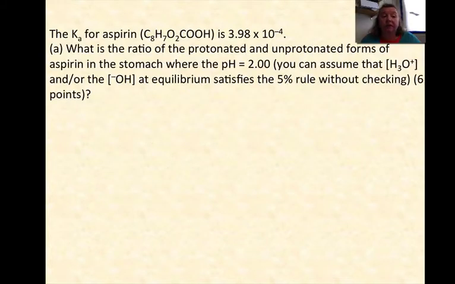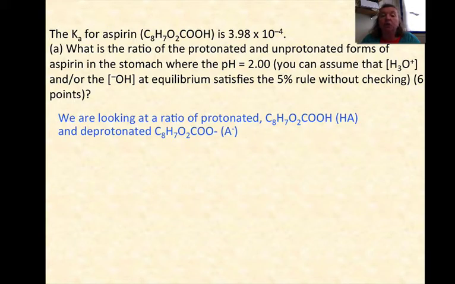Question number 8 says, the Ka for aspirin is 3.98 times 10 to the minus 4. Question A. What is the ratio of the protonated to unprotonated forms of aspirin in the stomach where the pH is equal to 2.00? And you can assume that all the hydronium and or all of the hydroxide at equilibrium satisfies the 5% rule without checking. We are looking at the ratio of protonated HA to deprotonated A- of the aspirin.